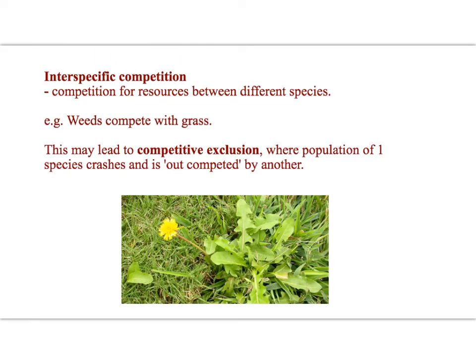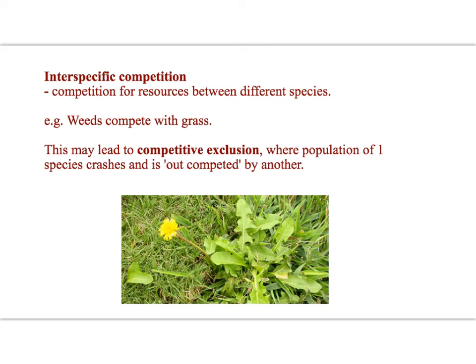Interspecific competition is competition for resources between different species. So if you're just looking at, if you've got a lawn or if you go to the park, just have a look. It's not just grass that's living there. So you've got weeds competing with grass. Dandelions are really good at outcompeting grass. So it can lead to competitive exclusion, where one species crashes and is completely outcompeted by another, and one can become extinct in a habitat.